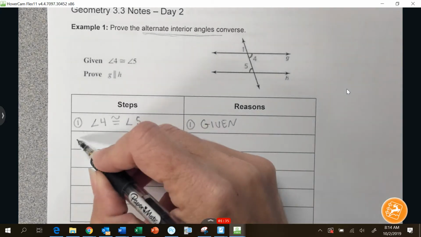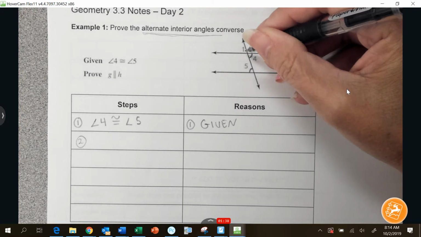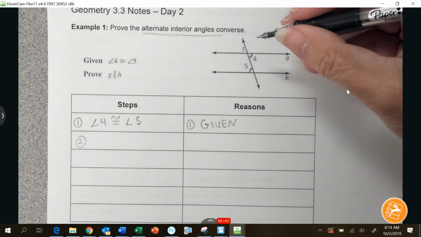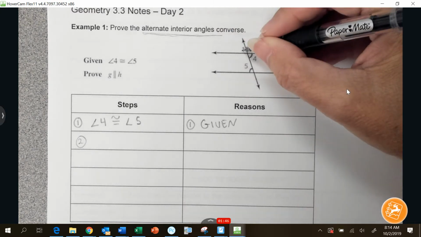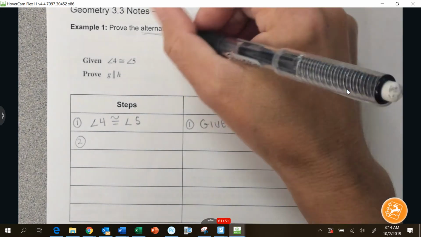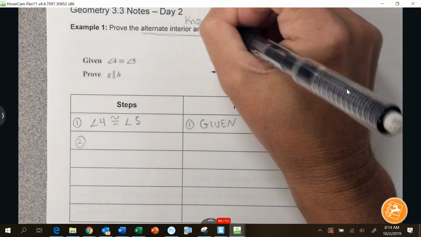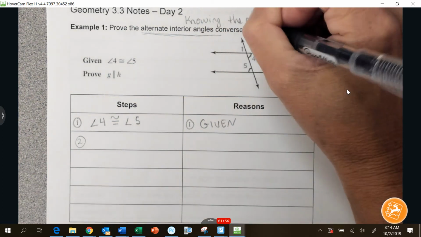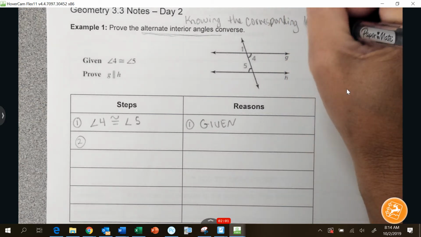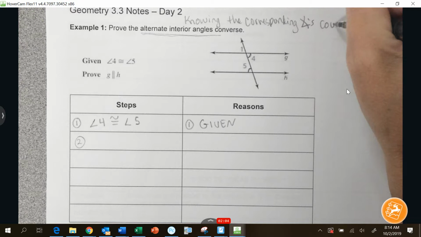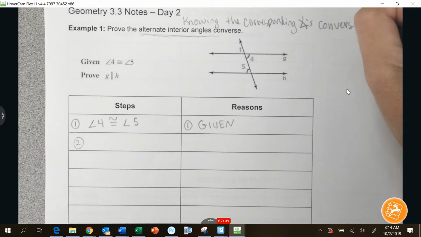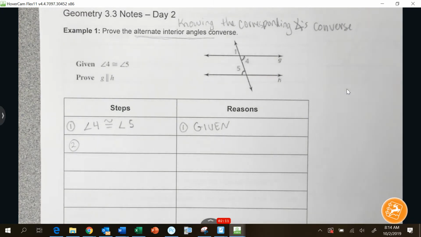Our step 2, that can't be right. Alternate. Oh, this would be if we knew the... Okay, so sometimes I hate proofs just because of this. It gets confusing. This is knowing the corresponding angles converse. This is if we know the corresponding angles converse theorem.